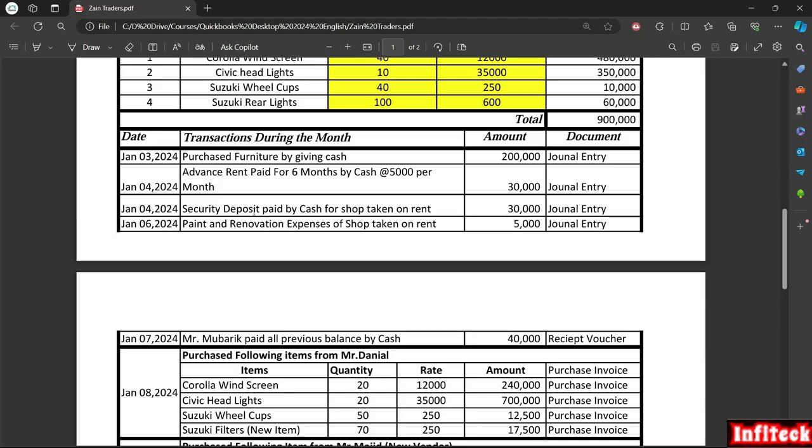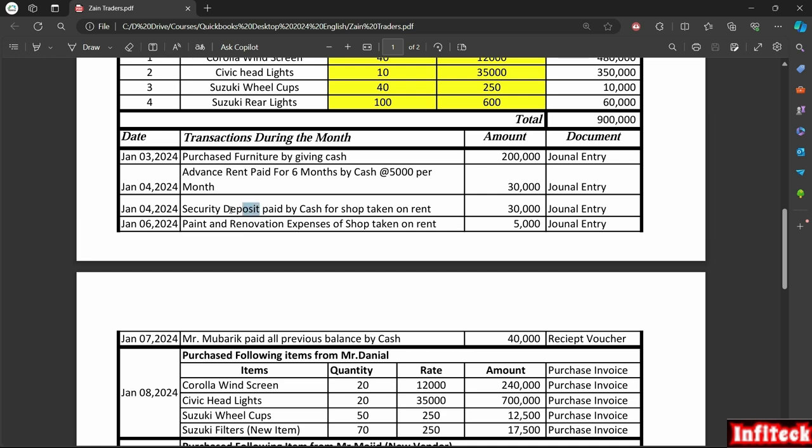Next one we have is security deposit paid by shop taken on rent. So security deposit is what? Current asset or non-current asset? It's the other asset. It's not the fixed asset. It's not the current asset. It's other asset. Because the fixed asset nature is what is bought for a long term and it's not going to be exchanged in cash.